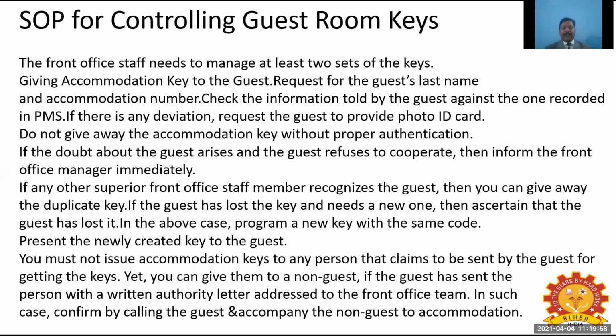The front office staff needs to manage at least 2 sets of keys. Giving the accommodation key to the guest, request the guest's last name and accommodation number. Accommodation number here means the room number, the guest room number. Check the information told by the guest against the one recorded in PMS. If there is any deviation, request the guest to provide a photo ID card. Do not give the accommodation key without proper authentication.